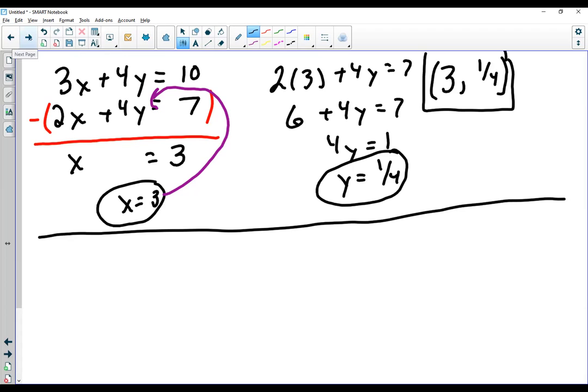Okay, let's do the next one. Then you'll just send it in the group chat. Okay. 3x plus 10y equals 20. And then let's do 6x plus 20y equals, let's do 41.